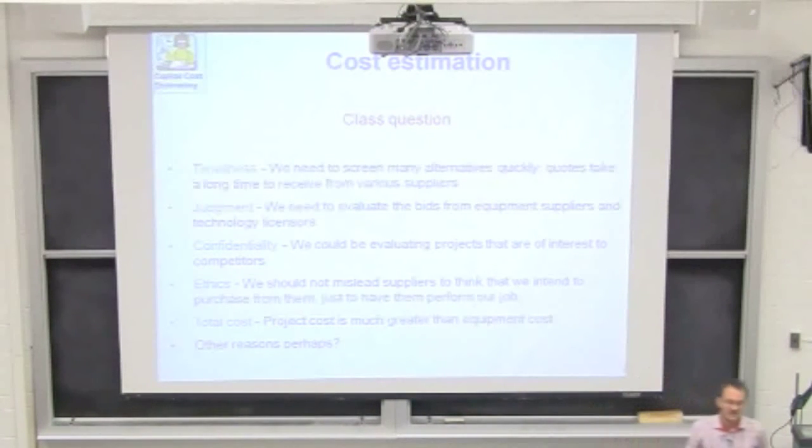We've seen that. But there's a variety of other reasons why this is not a great idea, to be phoning people up. One is, when you get a quote from a supplier, you need to be able to judge whether they're giving you a fair value. Right? Is the quote for that distillation column a reasonable number? If they say it's 10 million, are they out to lunch or is that really a good deal? Okay? So you need to have some way of judging their quote.